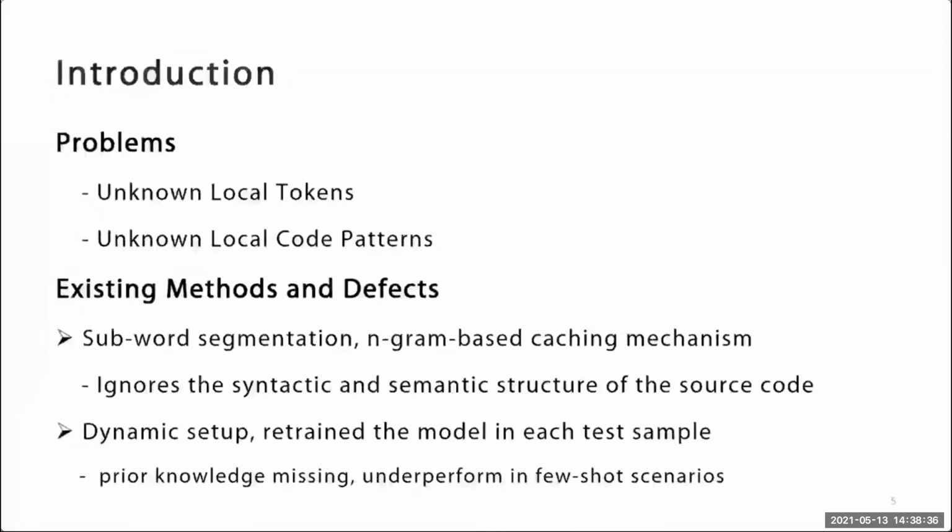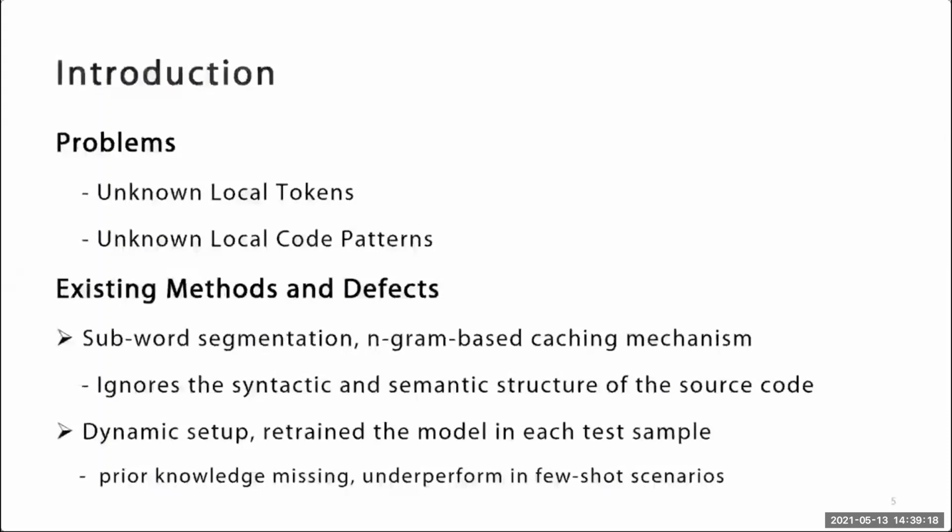local code patterns. For unknown local tokens, like developers create new names for variables, classes, and methods. And for unknown local code patterns, like different developers have different coding styles and experience levels, thus their code patterns will be different. There have been some studies to improve these problems, but they all have defects.